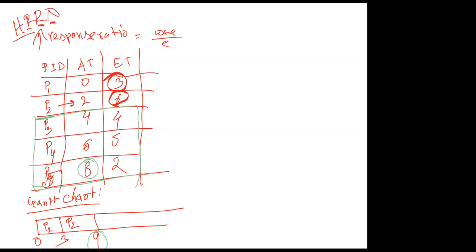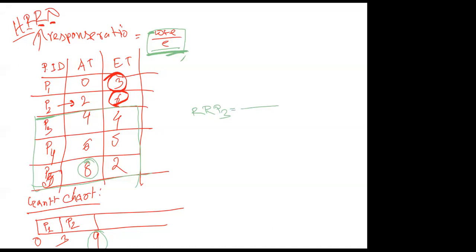If you consider HRRN, you need to calculate this equation, the response ratio, for every process. Let's check the response ratio for process P3 first. How do we calculate the response ratio for P3? First, its waiting time.